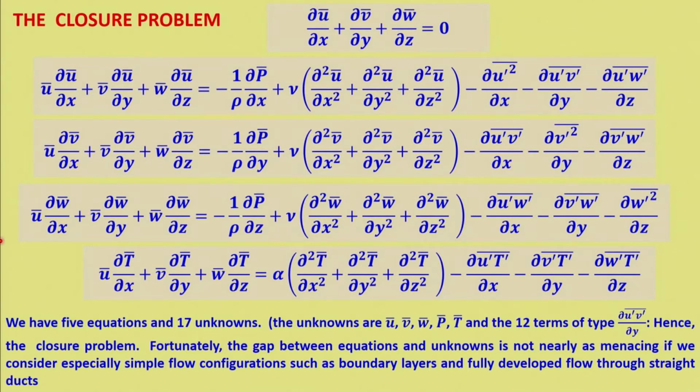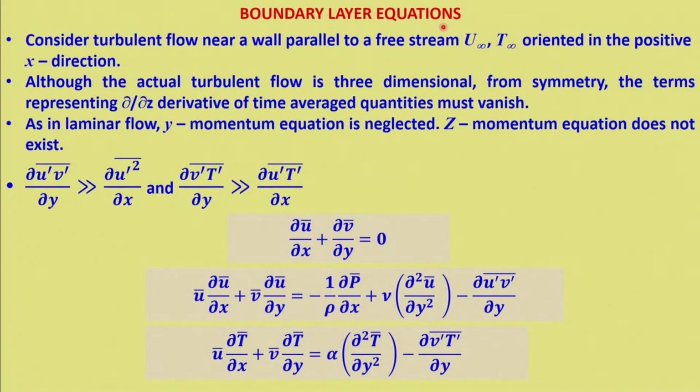To make our life a little easy, we took up boundary layer equations, that is, considering turbulent flow near a wall parallel to a free stream, u infinity, t infinity, oriented in the positive x direction. Although it is 3-dimensional, we have neglected the del by del z derivative of the time averaged quantities, the y momentum equation is neglected, the z momentum equation does not exist, and the higher order terms are neglected, and we ended up with these 3 boundary layer equations.